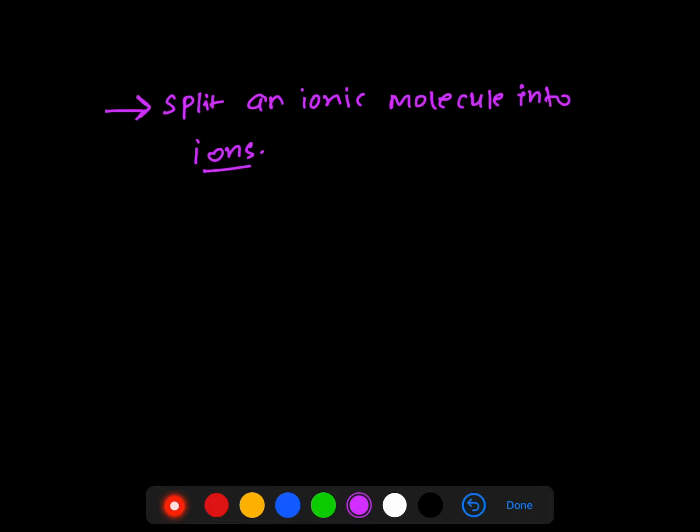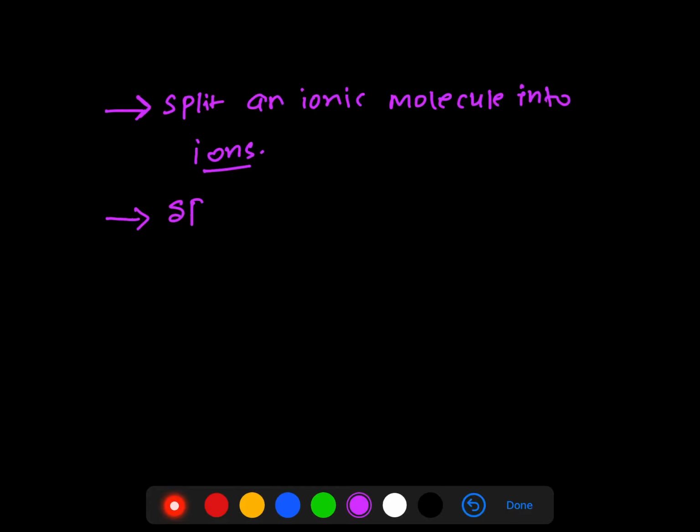Okay, so what are the prerequisites for this? The first thing that you will always do while balancing the redox reaction is to split an ionic molecule into ions. This is the first thing that we are going to do always, whether it be the oxidation number method or the half reaction method. We will split the ionic molecule into the ions.